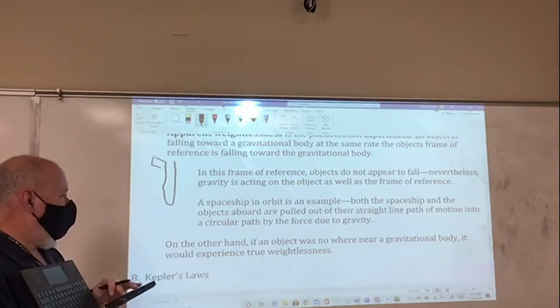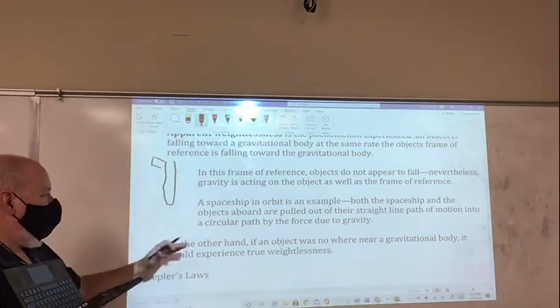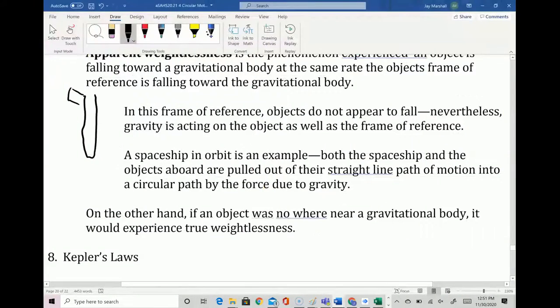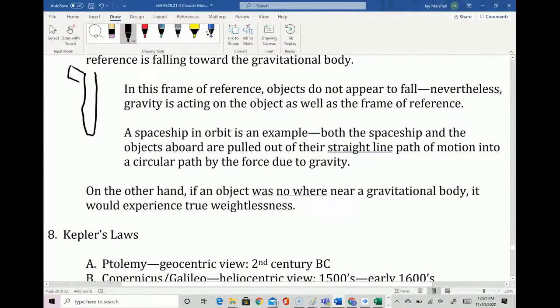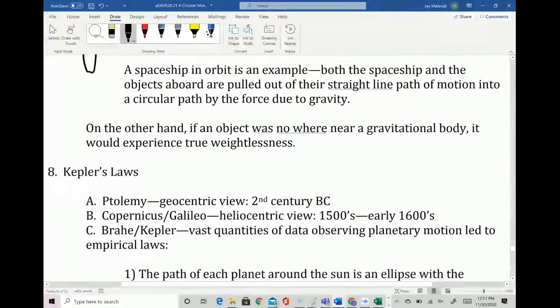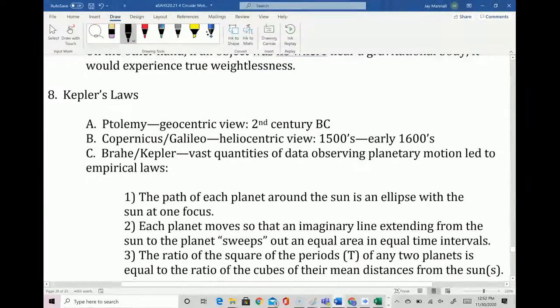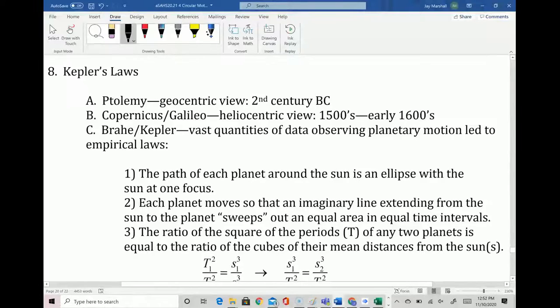Okay? So, on the other hand, if you're in an object and you're nowhere near a gravitational body, you would experience true weightlessness. There wouldn't be any difference in that feeling. True weightlessness versus apparent weightlessness would feel the same. Okay, any questions about weightlessness?